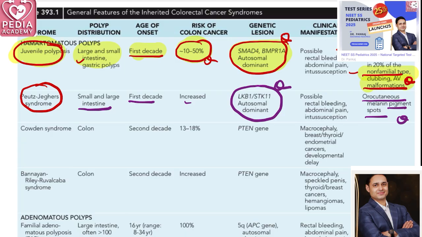Another thing is Cowden syndrome. So C for Cowden, C for colon, and it is seen in the second decade. The gene is PTEN gene, and just see macrocephaly, breast, thyroid, endometrial cancer, and developmental delay is also seen in Cowden syndrome. So it is a gold mine table you have to remember because it is ultra important. So Cowden syndrome: colon, second decade, PTEN gene, developmental delay, endometrial cancer, and macrocephaly, very much important.